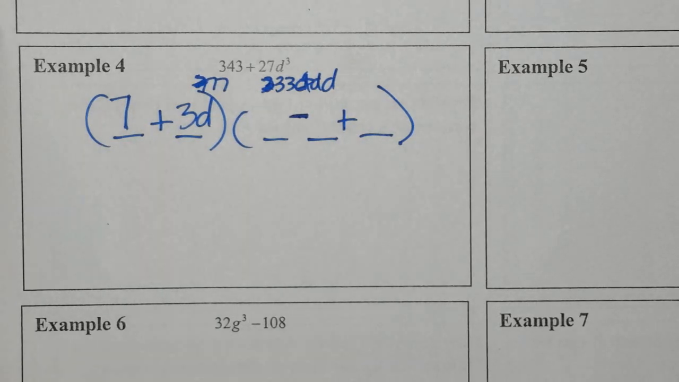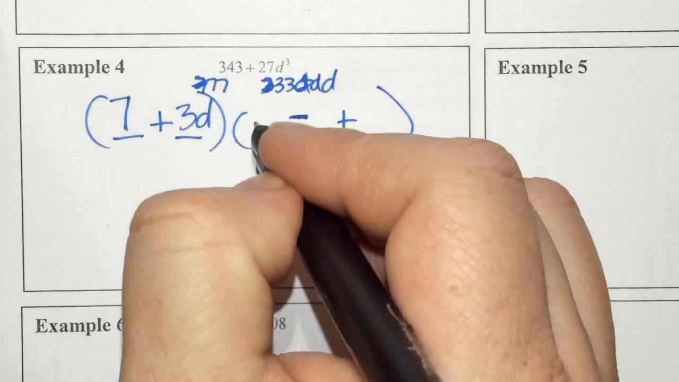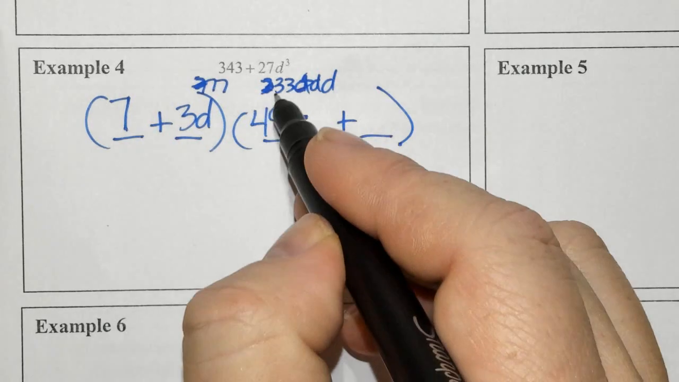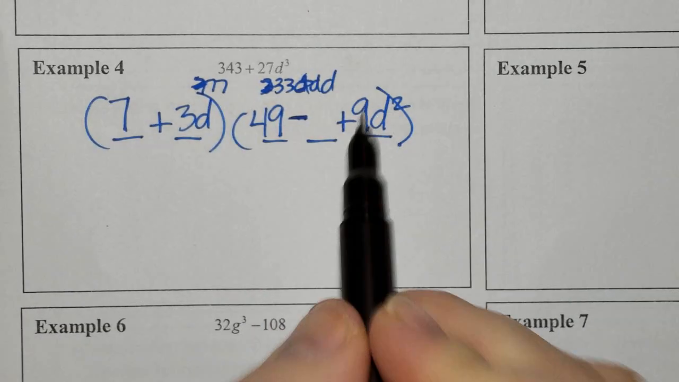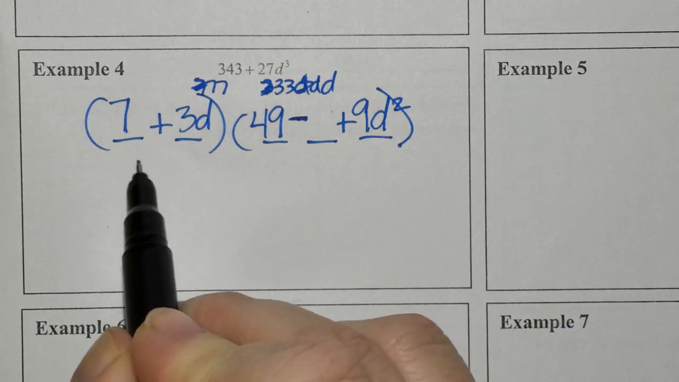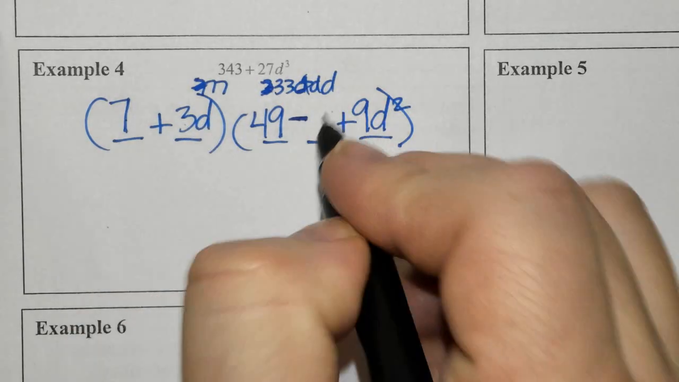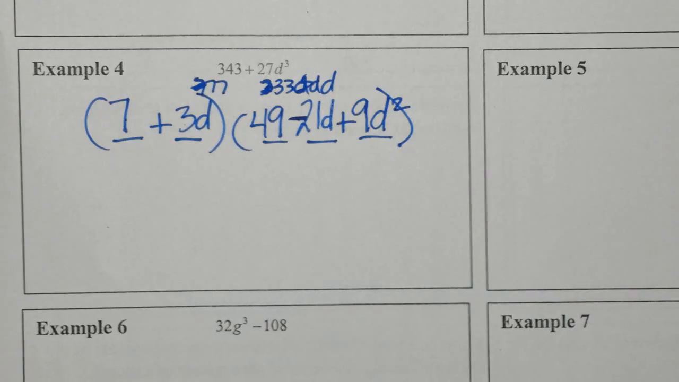In the front, 7's come from the front, they stay in front. 7 times 7 is 49. 3 times 3 is 9. D times D is D squared. How do I achieve the middle number? Forget about signs. 7 times 3D is 21D.